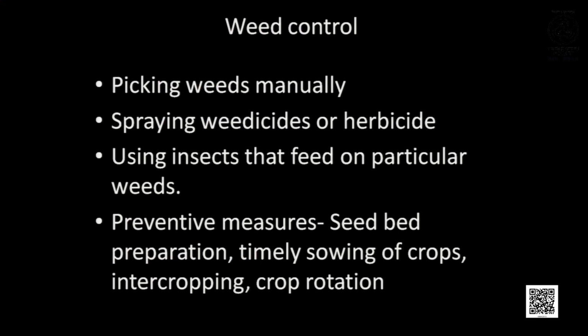First one is picking weeds manually. That means we can remove the weeds manually, either with some instrument or with hand. Second, spraying weedicides or herbicides in the field. Third one is using insects that feed on particular weeds. And last one is taking preventive measures. That means seedbed preparation, timely sowing of crops, intercropping, and crop rotation. That means healthy cropping patterns to take the preventive measures.